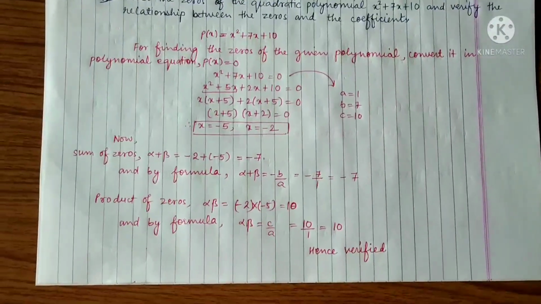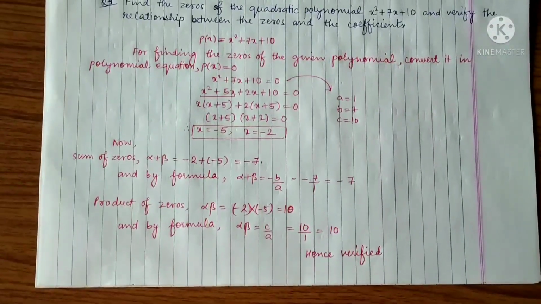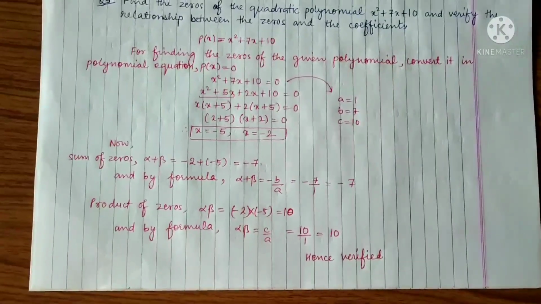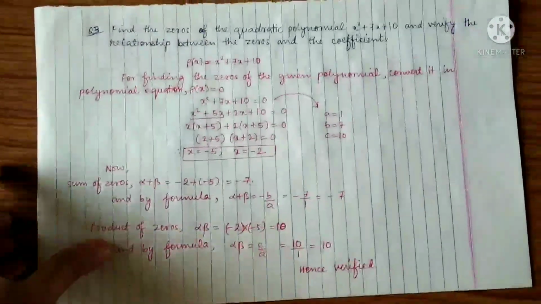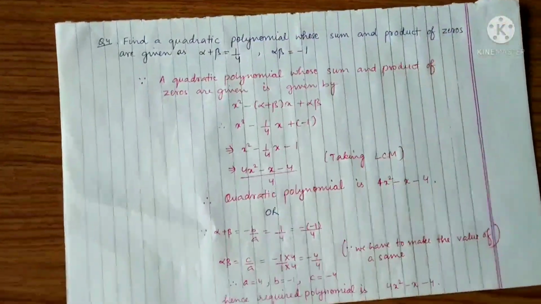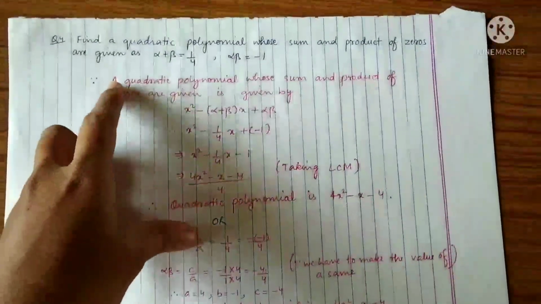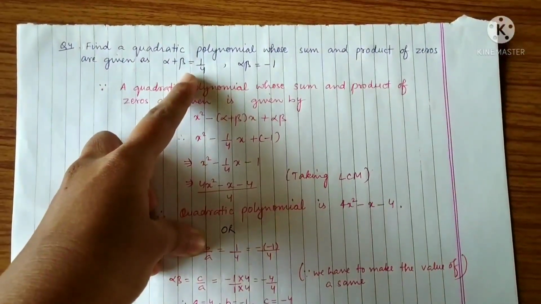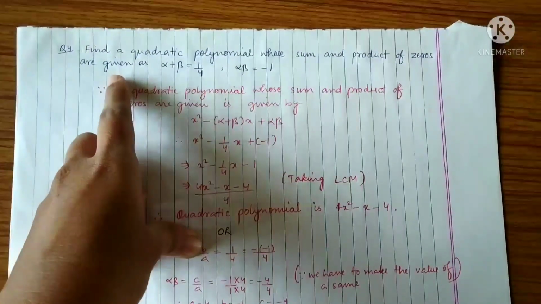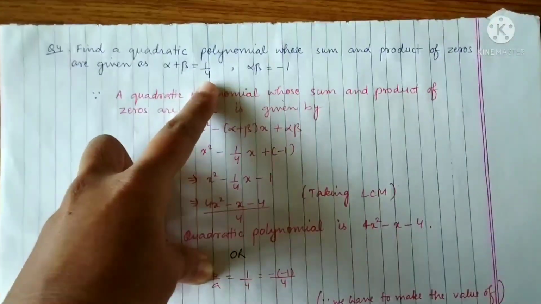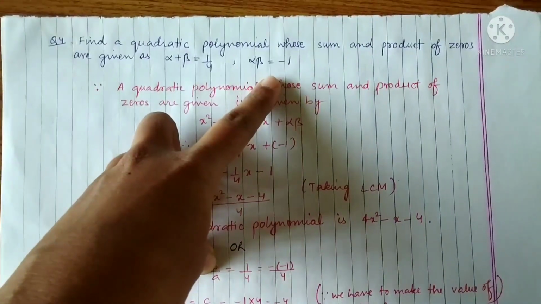Hence the relationship between the coefficient of various terms in a quadratic polynomial and zeros of the quadratic polynomial has been verified. Moving on further, we will take one more question of a polynomial. In this, find a quadratic polynomial whose sum and product of zeros are given as alpha plus beta equals to 1/4 and alpha beta is equal to -1.